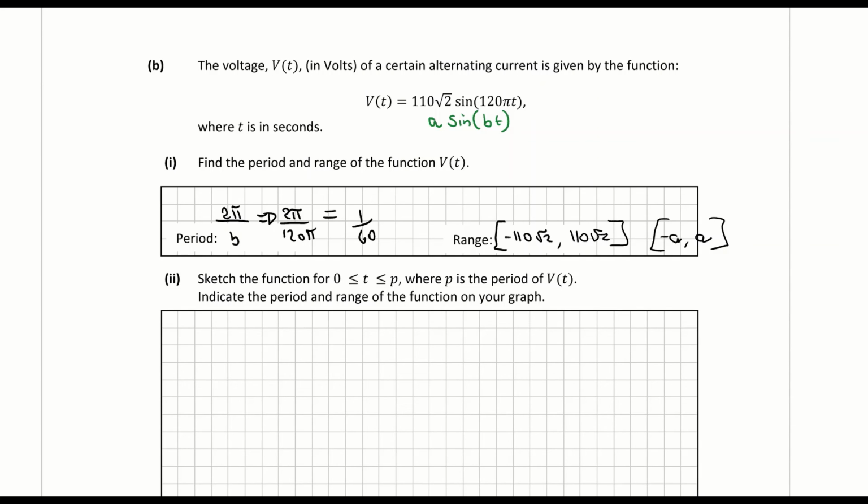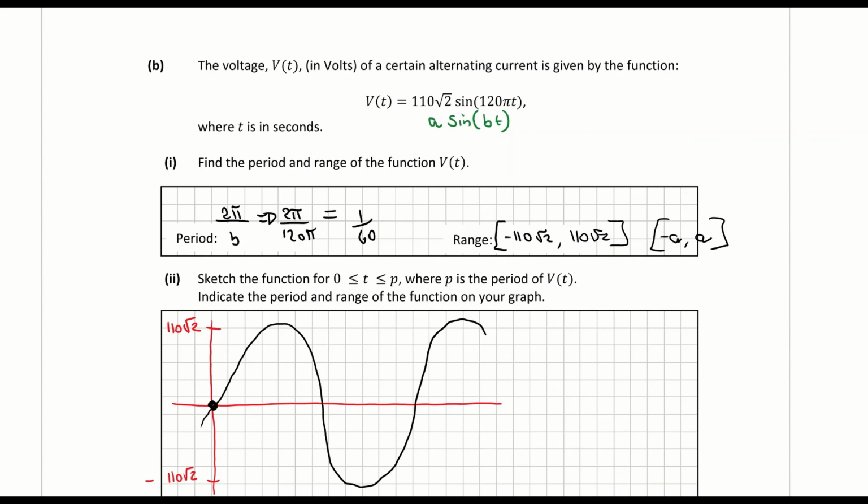Looking then at part 2, sketch the function. Just keep it very, very sketchy. Let's draw out my coordinate graph. The highest value I'm going to is 110 root 2, that's my amplitude, and including my range, it would bring me down to negative 110 root 2. A sine function will always go through the origin, and my period is 1 over 60. So let's sketch a sine function going through the origin, up and down, something like that.